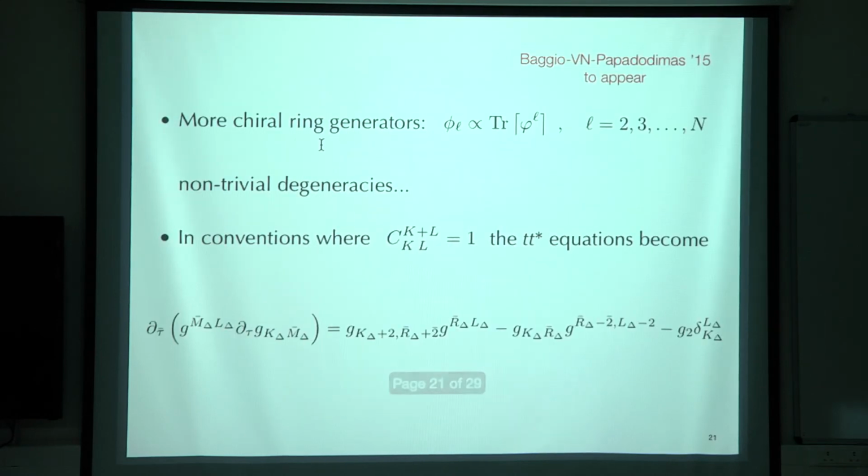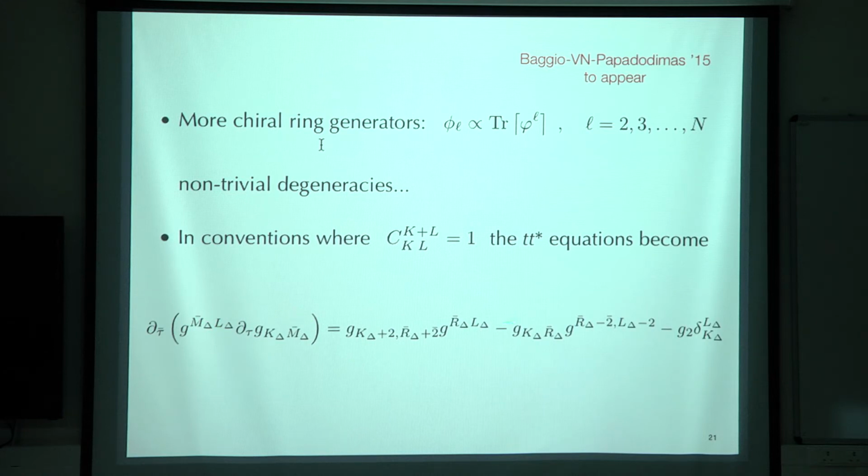This is a more complicated and challenging case, because we have more chiral ring generators, as I said in the beginning. So we have non-trivial degeneracies. As you go up in scaling dimension, more and more operators with the same scaling dimension appear, and the size of the matrix of the 2-point function coefficients grows indefinitely. Again, if you choose conventions where the OPE coefficients are 1, the TT star equations take this form. It's a complicated set of partial differential equations for matrix-valued quantities. You see, I also have to invert these matrices here, and I have to take traces.